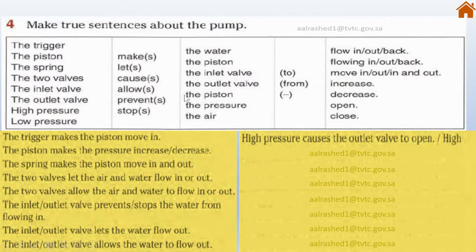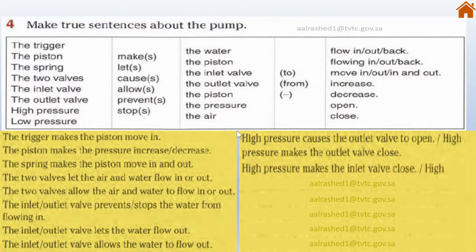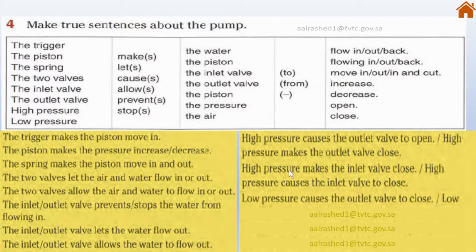And by the way, in a nutshell, you could choose most of them. Okay, the meanings of all of them have similarities to each other. Pressure makes the outlet valve close. High pressure makes the inlet valve close. Pressure causes the inlet valve to close. Low pressure causes the outlet valve to close. Okay.